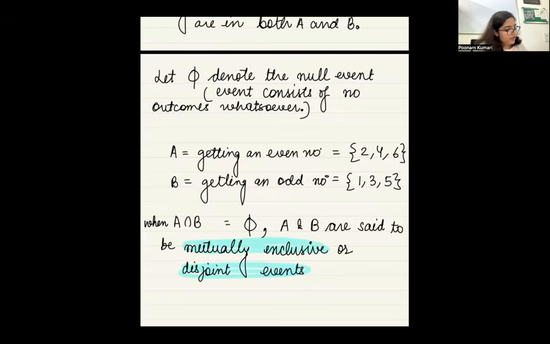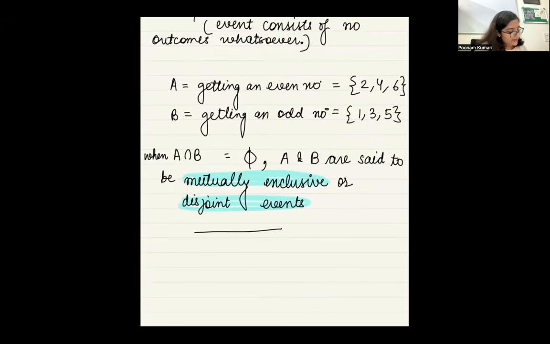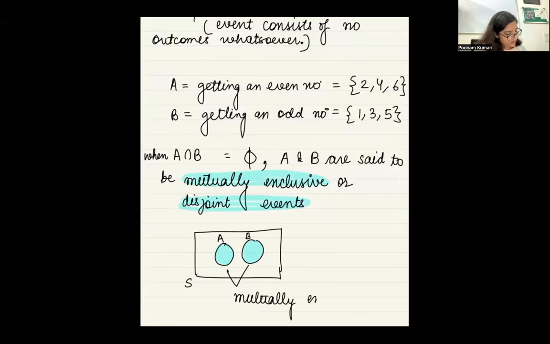Okay. All right. So, let's say this is my entire sample space, and I have an event A and I have an event B. Because they have nothing in common, they are all separate. So this A and B, they are called mutually exclusive events.